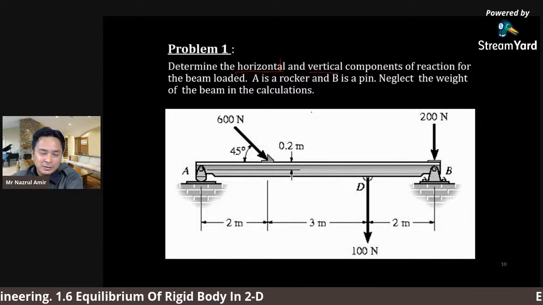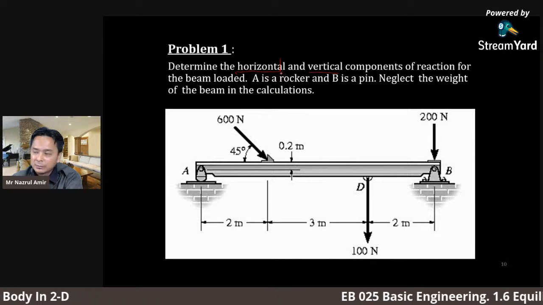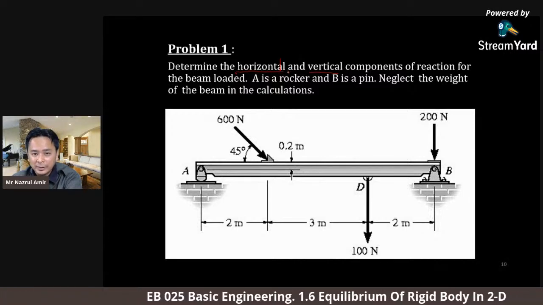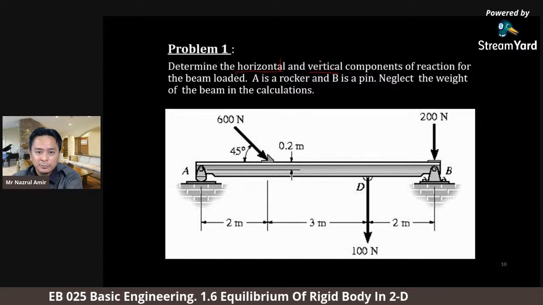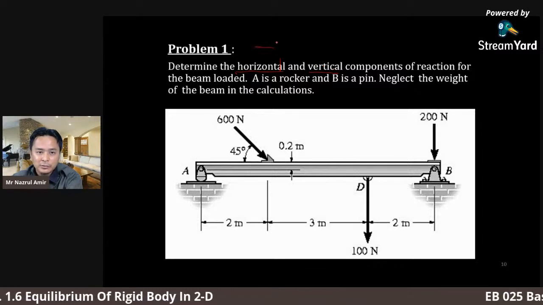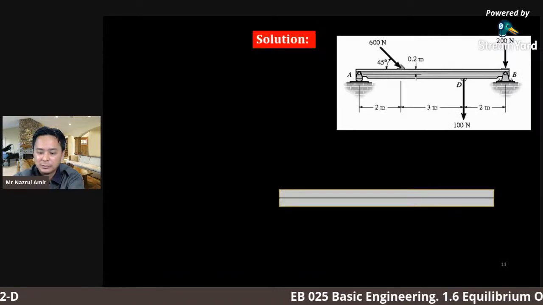So in Cartesian, in the xy axis, horizontal represents the force in the x direction, and vertical represents the force in the y direction. Horizontal is the x axis, vertical is the y axis. Sorry.